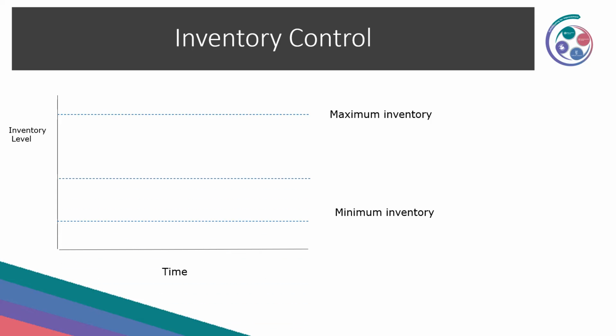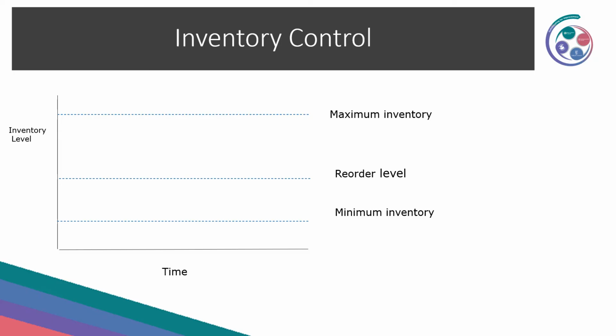Then what they would do is set a point at which to reorder stock. And that's what's called the reorder level. So that is the point at which they need to reorder stock. And it will take into consideration how long it will take for new stock to arrive. And they will also take into consideration how fast they use the stock.